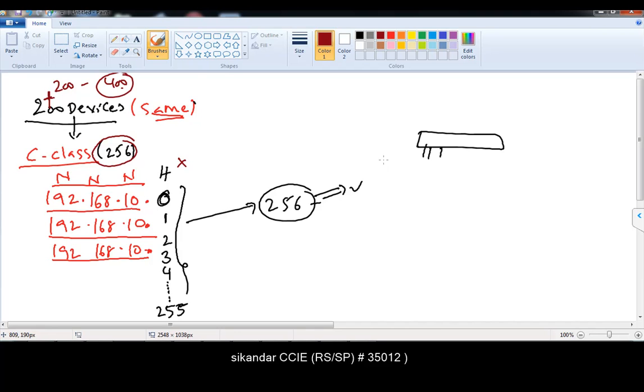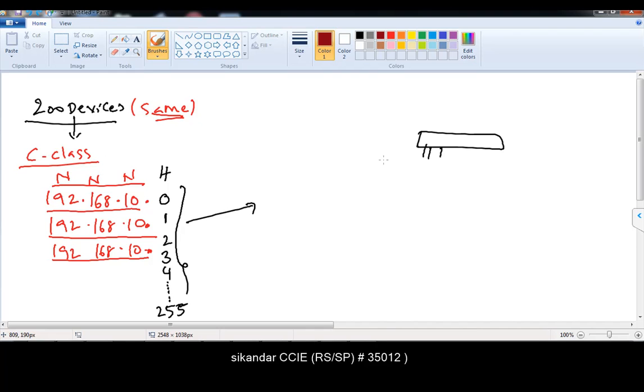So my manager says not to go with C class. That's the reason I tried to go with B class. I'm not planning for C class; I'm just trying to go with any B class address.